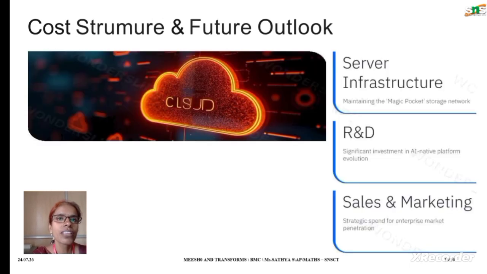And the next thing is the final one, cost structure. We have server infrastructure, and we maintain the magic pocket storage network. R&D involves significant investment in AI-native platform evolution. Sales and marketing is strategic spend for enterprise and market penetration.